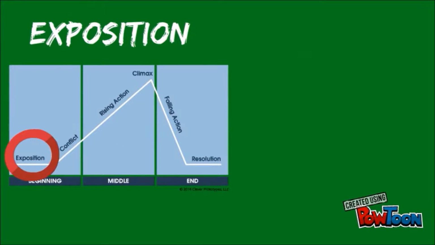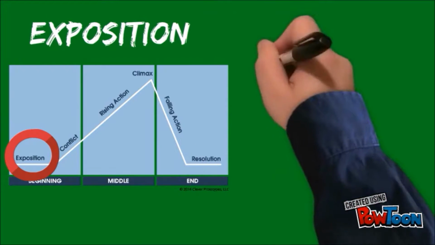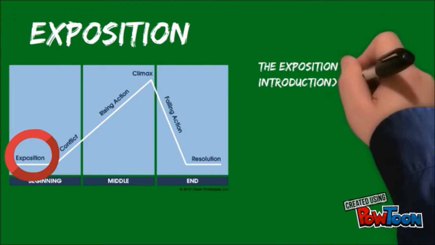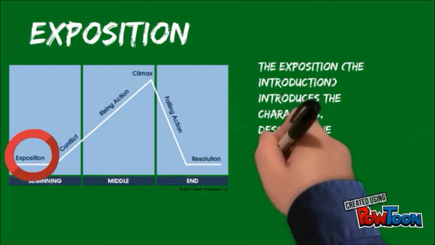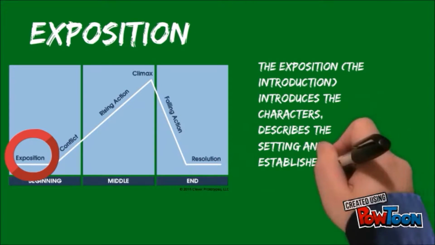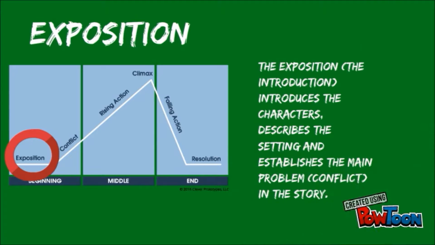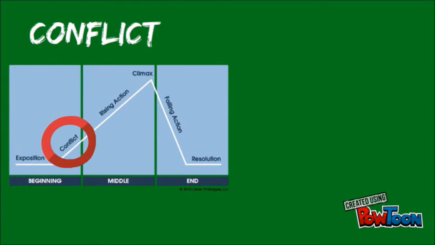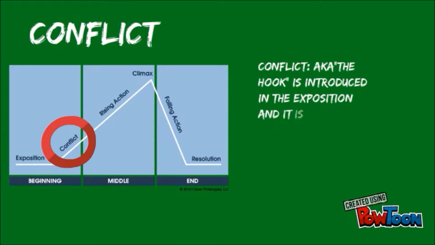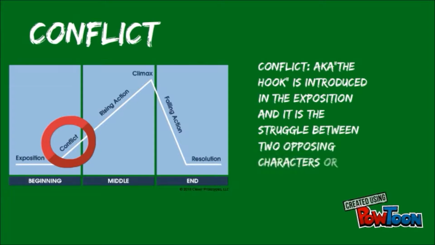Exposition. The exposition, or the introduction, introduces the characters, describes the setting, and establishes the main problem or conflict in the story. Conflict, aka the hook, is introduced in the exposition, and it is the struggle between two opposing characters or forces.